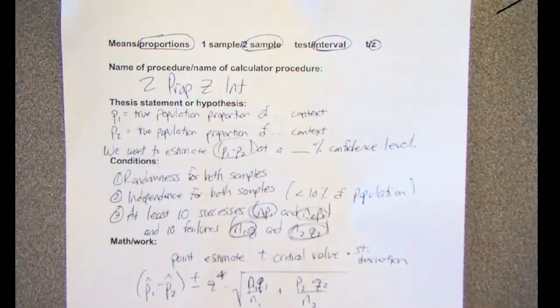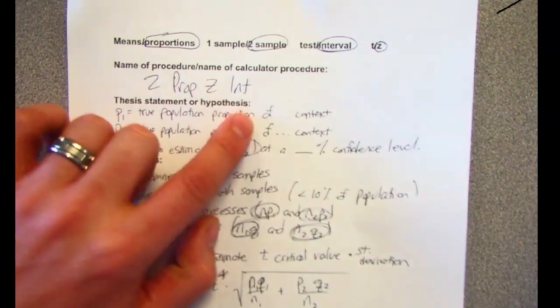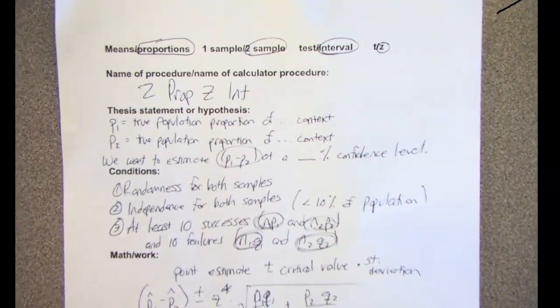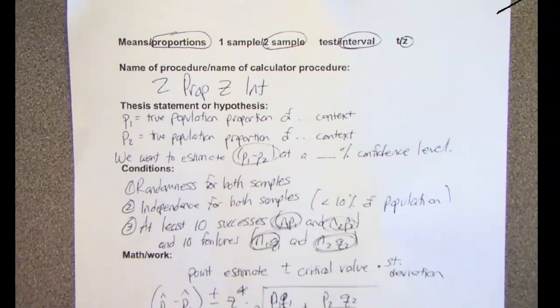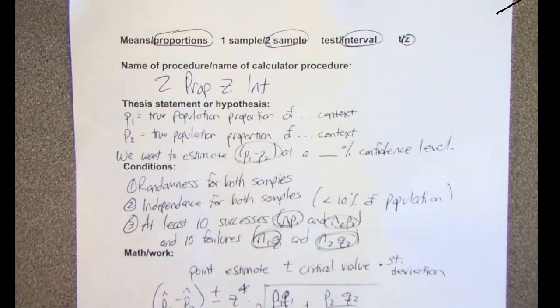All right, I guess the video that I made of the 2 prop Z interval did not have sound, so this is me re-recording it with sound. It'll actually go a lot faster because you don't have to wait for me to write.